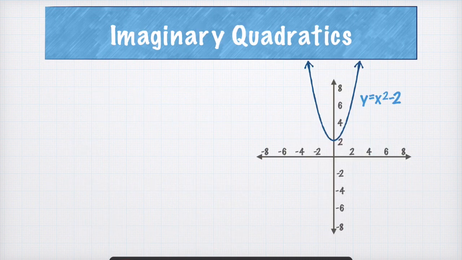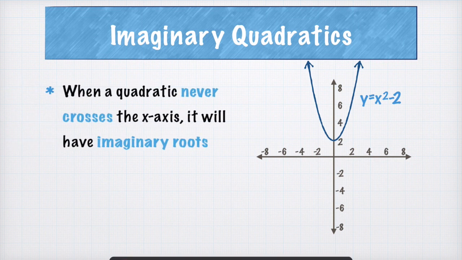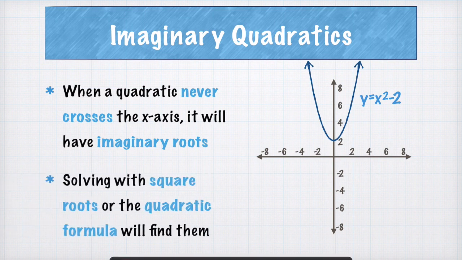And this is useful because we have imaginary quadratics. Remember, when we're trying to solve them, we're just looking for when the graph will cross the x-axis. Well, when a graph never crosses the x-axis, you're going to have imaginary roots. Take, for example, this one here, y is equal to x squared minus 2. This never crosses the x-axis, but it still has roots according to the fundamental theorem of algebra. So when we solve it with square roots or the quadratic formula, we're going to end up with an imaginary number, and that will be our imaginary root.